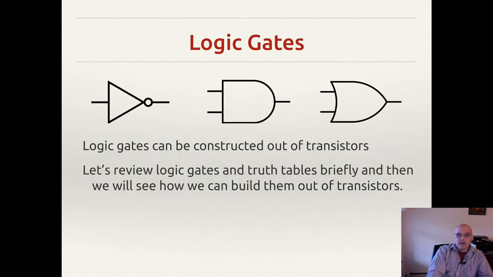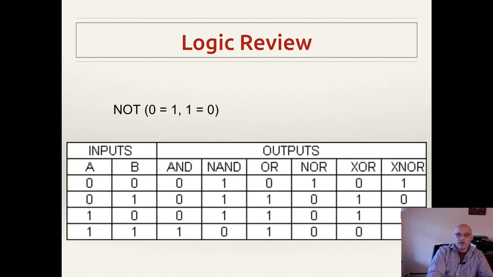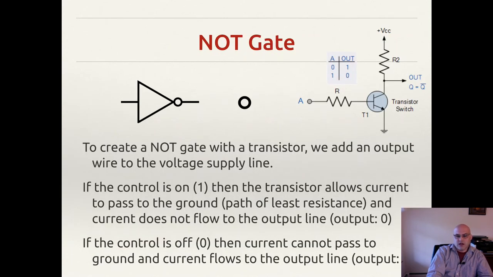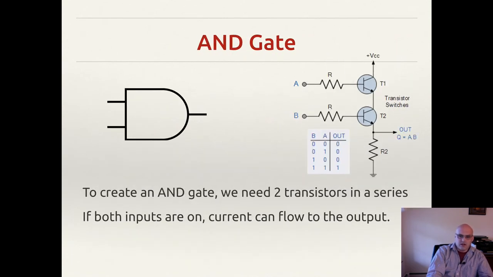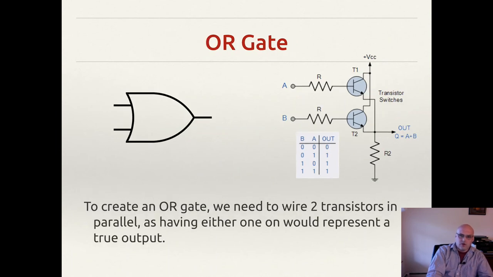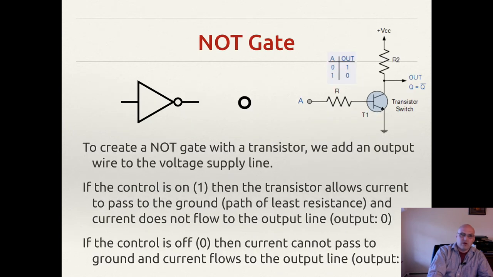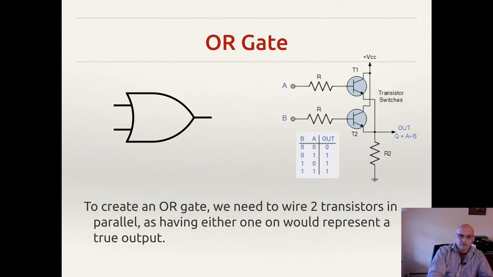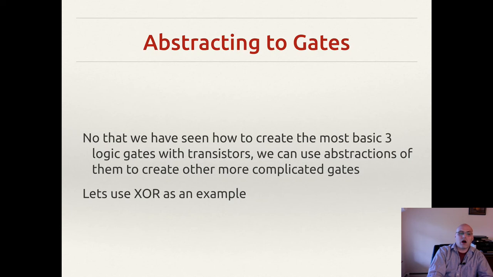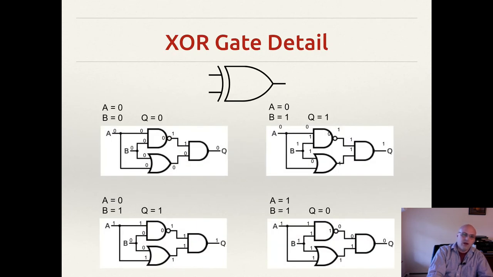Then we said, okay, we can take that transistor and use it to create different logic gates. So a NOT gate only required one, an AND gate required two, an OR gate required two. And the abstractions now for AND, OR, and NOT are what we're going to use to build more complex gates, like XOR, which is a very important gate to us. So let's look at that.